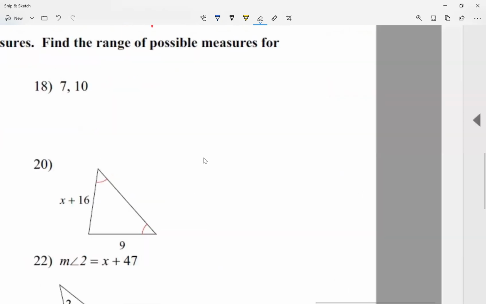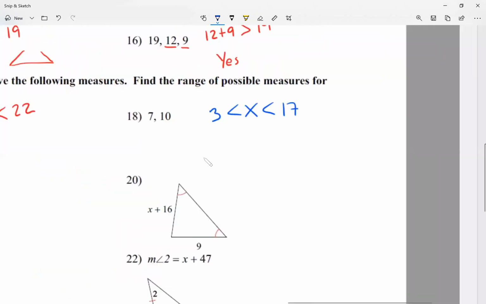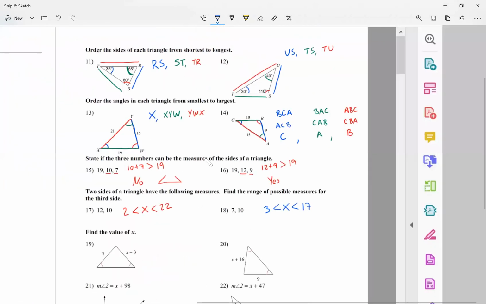All right, let's take a look at number 18. I'm going to say my third side is X. I don't know what it is. It's in between two values. I'm going to say it's in between 3 and 17. For the 3, I subtracted my numbers. For the 17, I added my numbers. All right, just a refresher of what we did today.